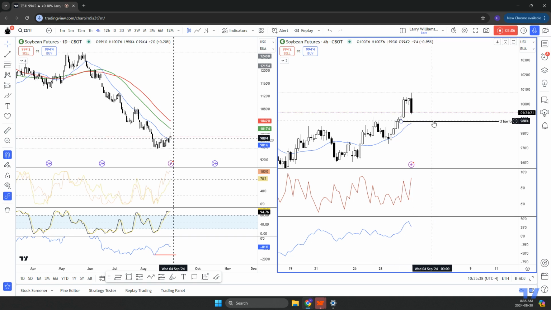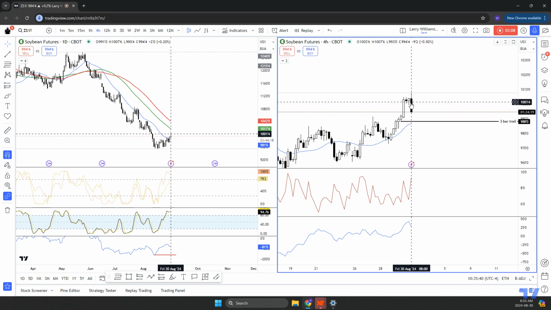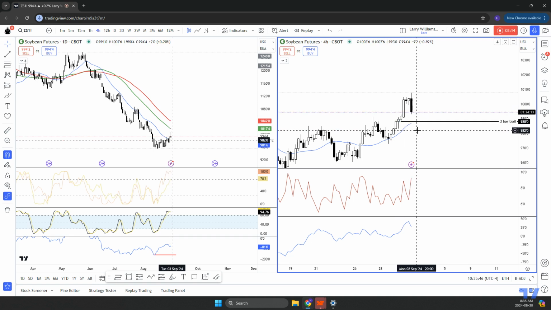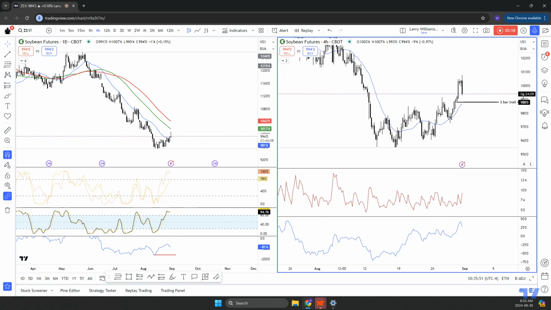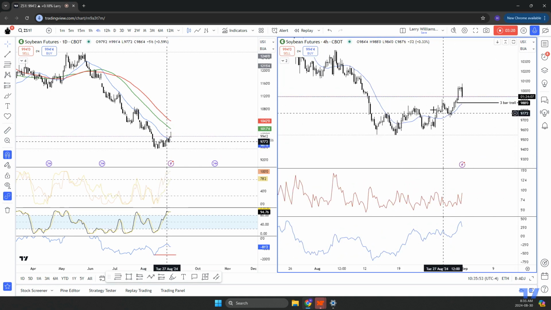This one here I've marked out as a 3 bar trail. Counting back 1, 2, 3, we don't count the inside bar. Price hits this level, that would be a trend change. There's others, but those are the ones that are most obvious here on the chart. So that's what I'm looking for on soybeans for a short.